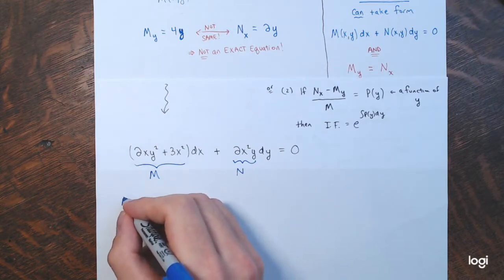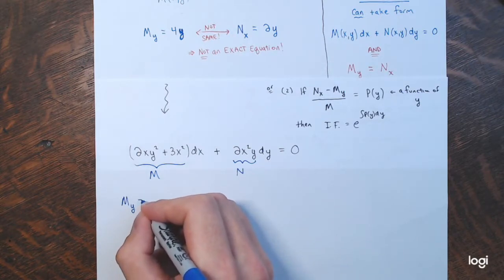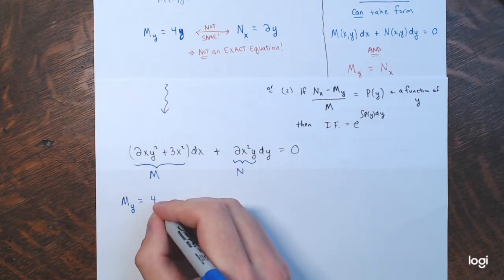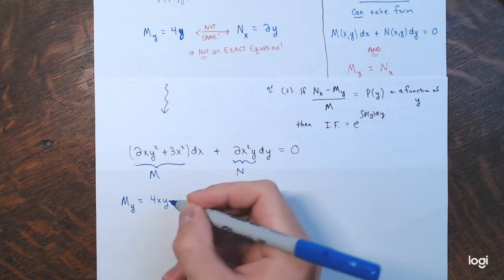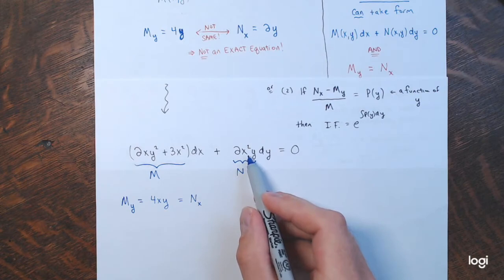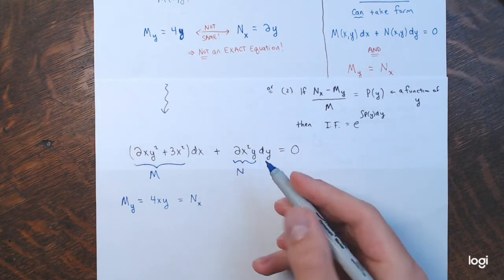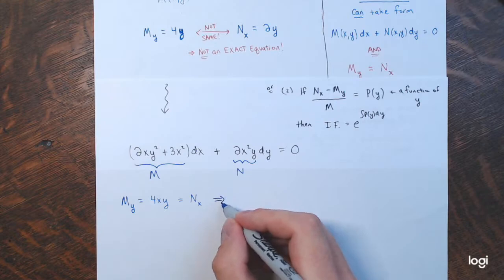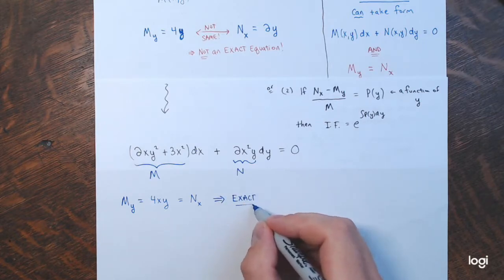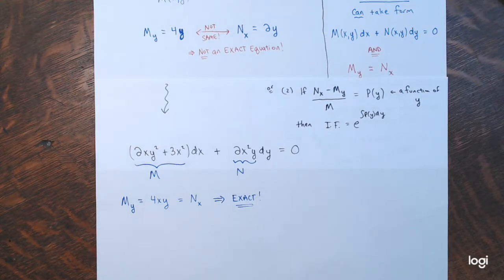The partial of M with respect to y is 4xy, and that's exactly the same as the partial of N with respect to x, which would also be 4xy. And now, since these are the same, this is an exact equation. Wonderful. That's the whole point of this integrating factor. Now that I have an exact equation, I should know how to solve it.